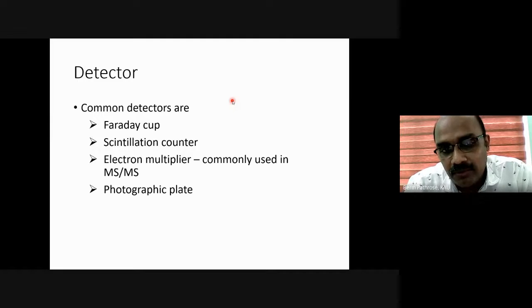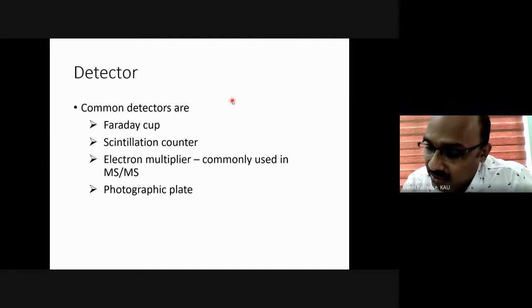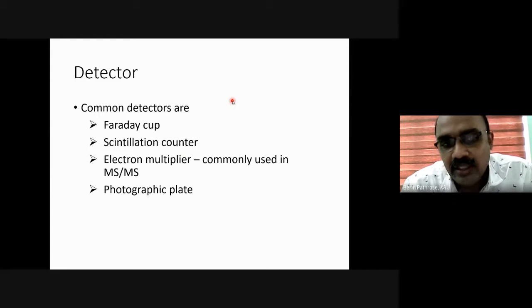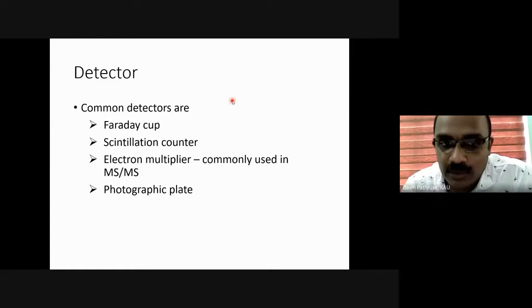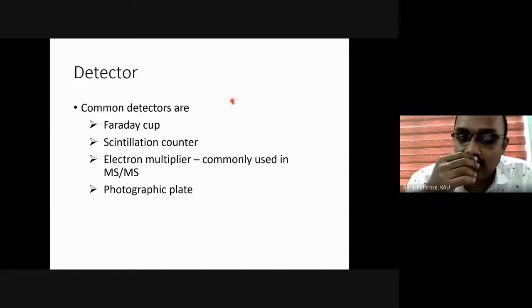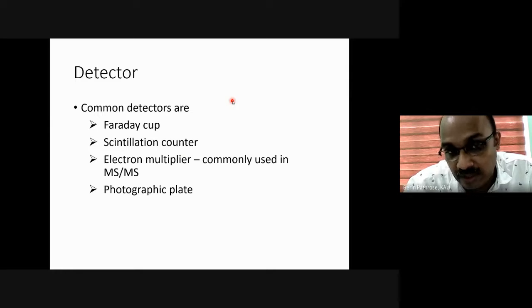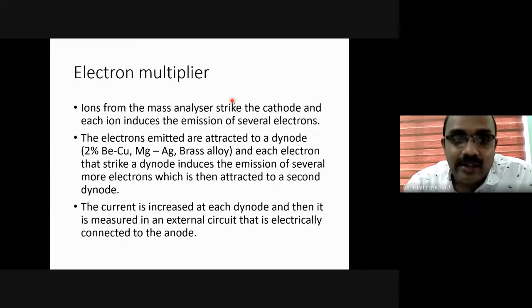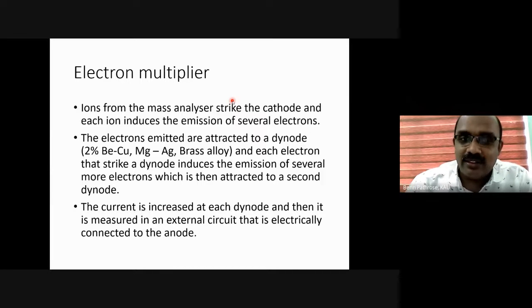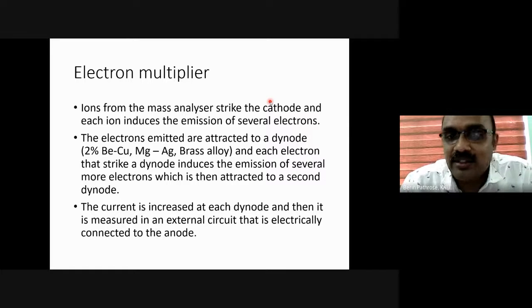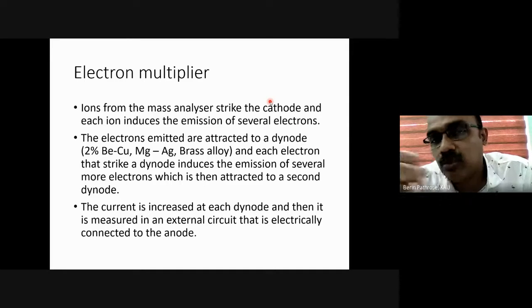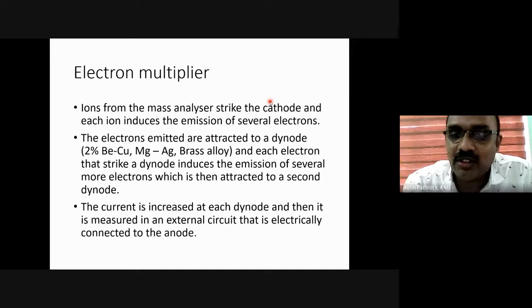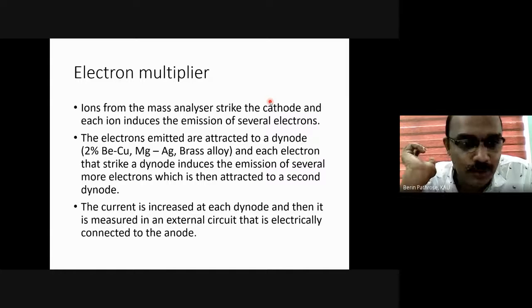At the end of the third quadrupole, we have ions, and these ions have to be detected. So at the end we have a detector. We have different types of detector for mass spectrometer: Faraday cup, scintillation counter, electron multiplier, and photographic plate. Among these, the electron multiplier is the one commonly used in MSMS. As you all know, in a mass spectrometer, whatever comes out of the quadrupole will be charged, either positively or negatively. In case of GCMS, it will be mostly positively charged.